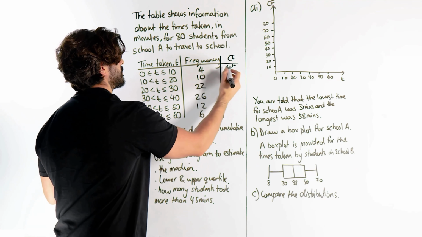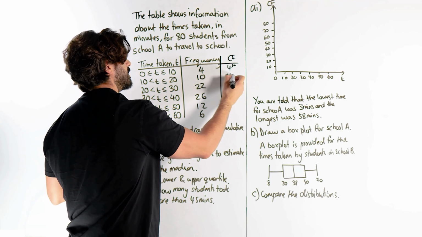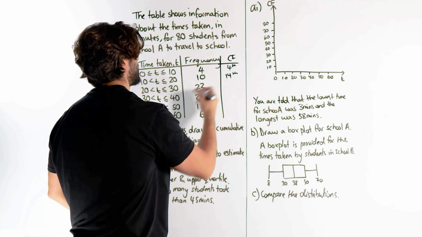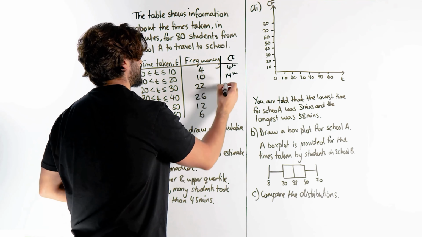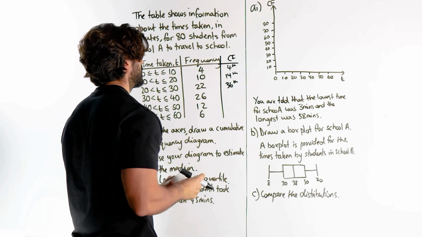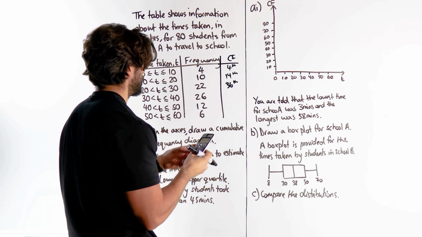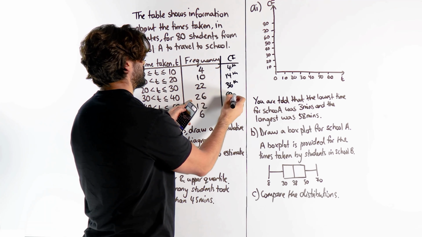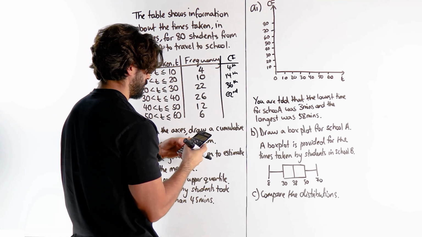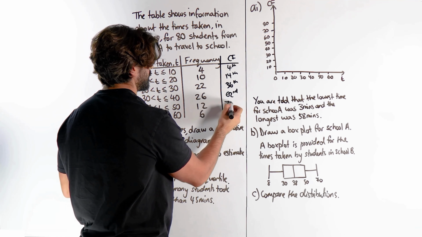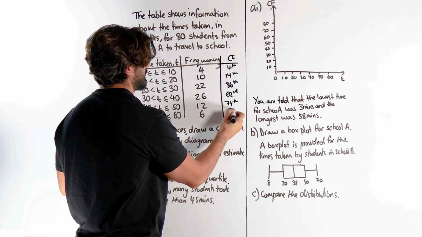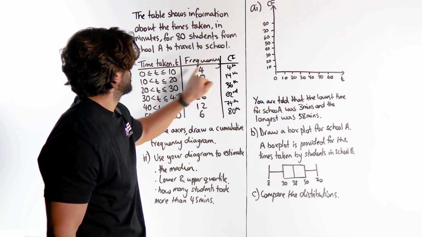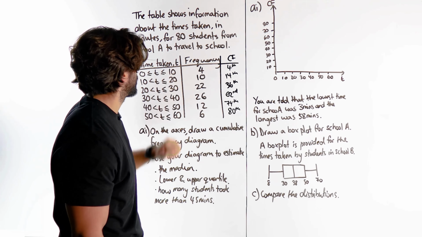Then we're gonna add 10, the next 10 pupils, 14th. So up to the 14th pupil, it took up to 20 minutes. Then we add 22, which is 36. Plus 26, keep doing this running total. We have 62, 62nd, then we add 12, 74, 74th. Then we add 6, we get the 80th pupil, okay? So up to the 4th student took 10 minutes, up to the 14th, 20 minutes, etc.